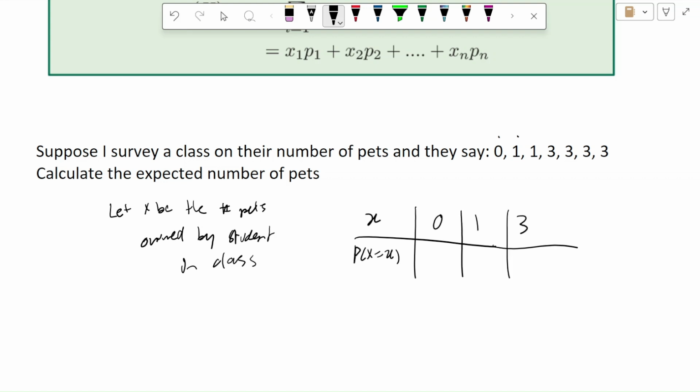So how many people were there in the class? 1, 2, 3, 4, 5, 6, 7. So there's a 1 out of 7 chance they have 0. And there's a 2 out of 7 chance they have 1. And there's a 4 out of 7 chance they have 3.